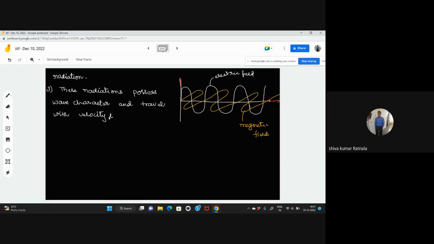What is the velocity of light? 3 into 10 power 8 meters per second, sir. Very good, 3 into 10 to the power of 8 meters per second. That means these radiations travel as fast as light travels.